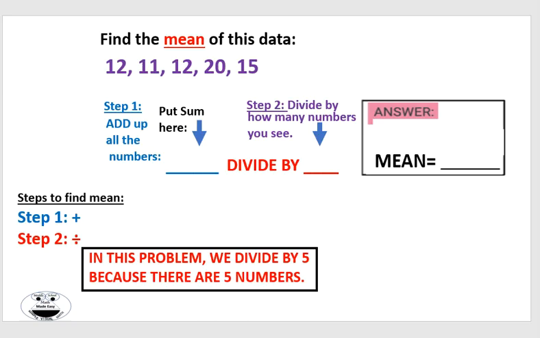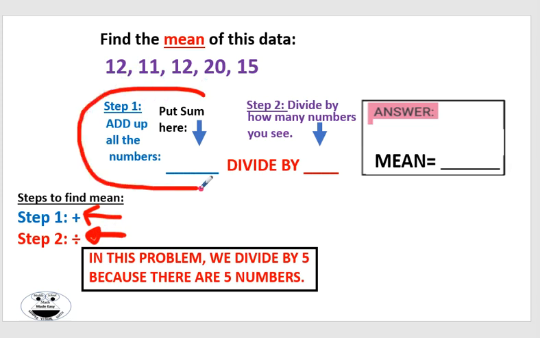So let's jump in. In order to find the mean, there are two steps that we're going to use, and I wrote them over here. Step 1, we're going to add up all the numbers in the data set, and then step 2, we're going to divide. You have to be careful with step 2 because we are always going to divide by a different number for each problem, and I'm going to explain. So first we're going to do step 1, and step 1 says we add up all the numbers.